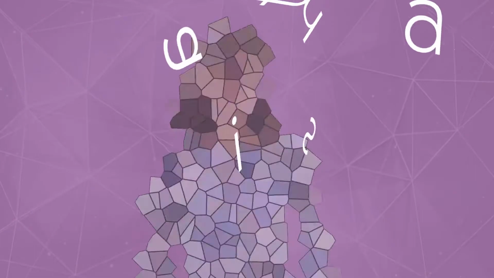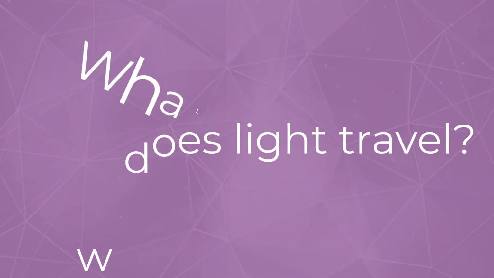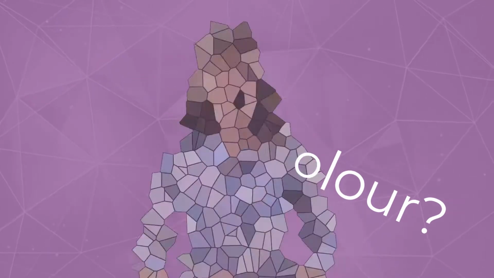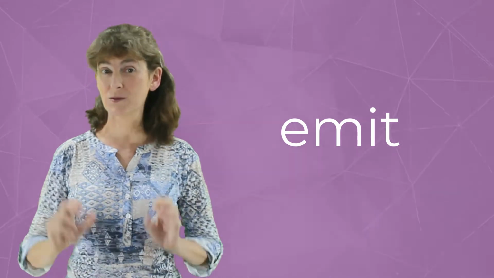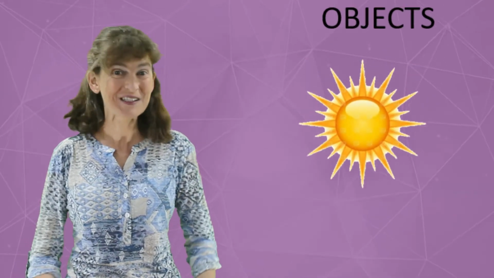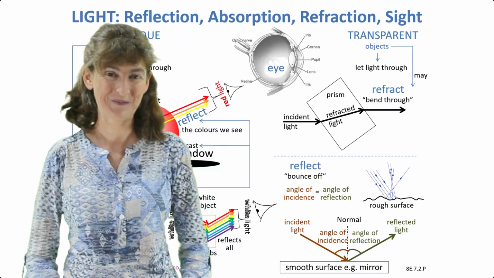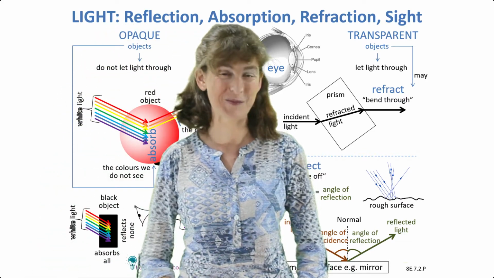So, what is light and where does it come from and how does it travel? And what is colour? Some objects can give off light and other objects can't. The correct term for giving off light is emitting light. Those objects which can emit light are called luminous objects. The sun is a luminous object, so is a shining light bulb. In another movie, we'll focus on objects which aren't luminous.